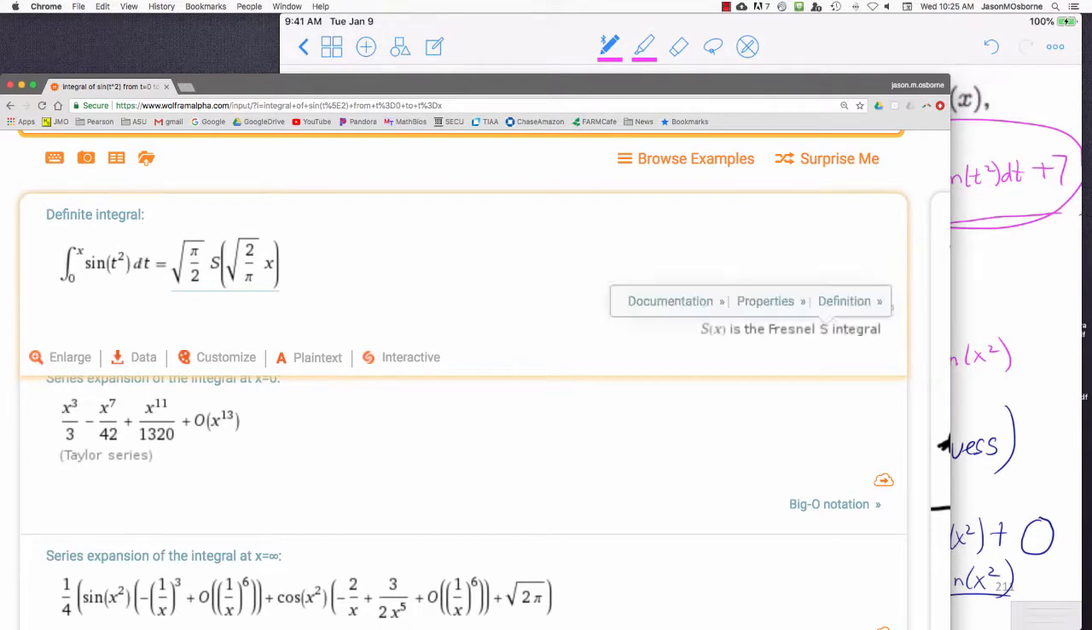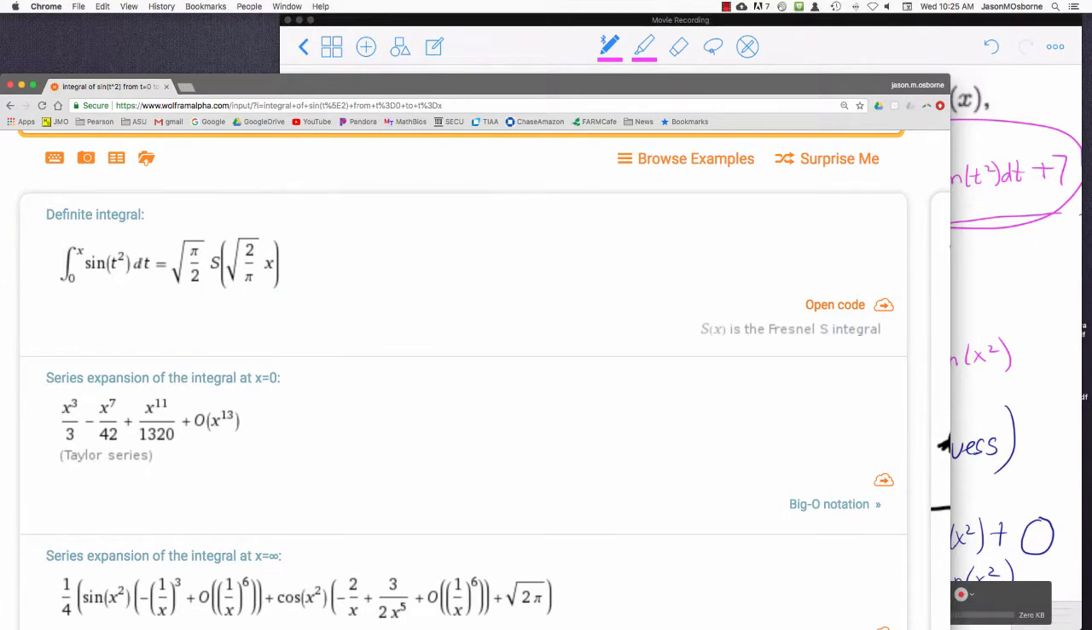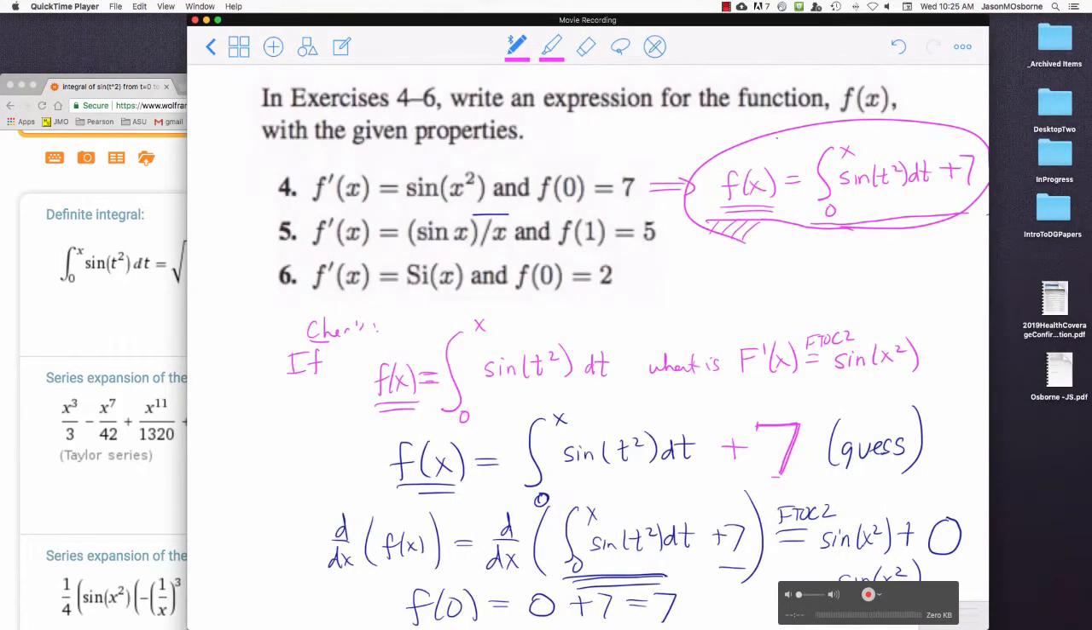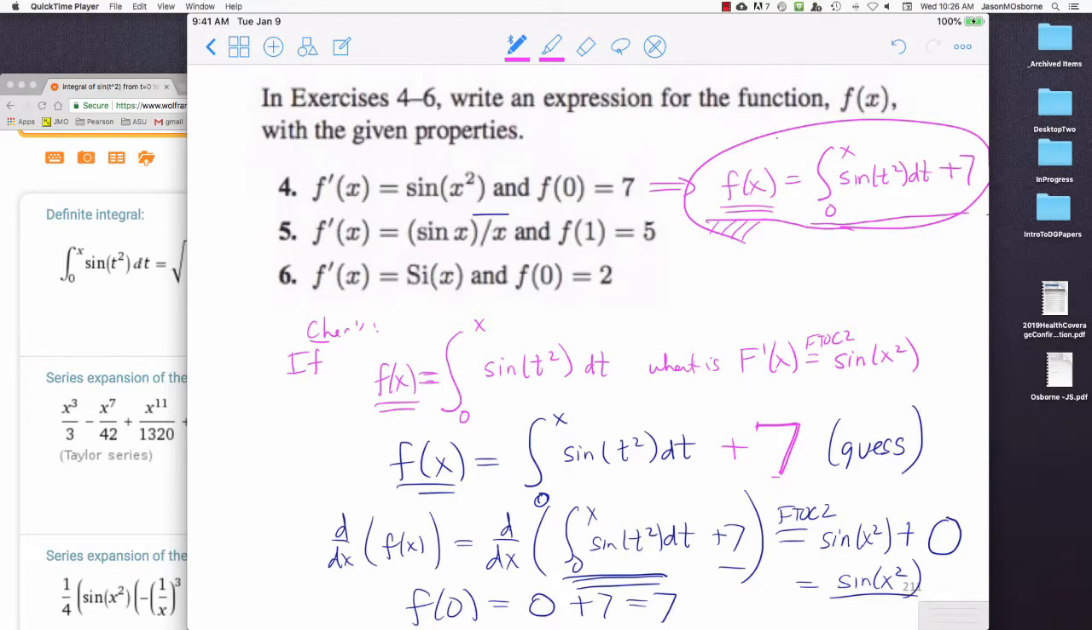The answer is the Fresnel sine integral. That is this function. Does not have a closed form. Okay? And yet, I can write down my answer right here. This integral is a perfectly acceptable answer. Okay? The next answer is similar.